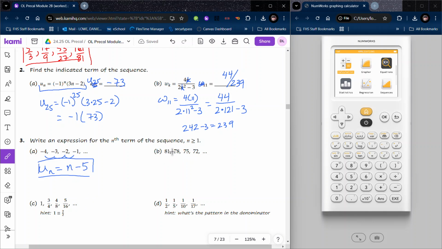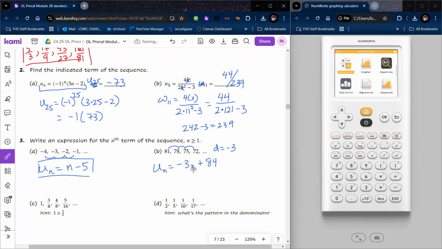If I look here to this next one to try and see if I can find my pattern, it looks to be that I'm subtracting 3 each time, so I have a common difference of 3. And so u sub n would be equal to negative 3n. And then I've got to figure out, well, how much would I add or subtract if I'm going to start at n equals 1? And I would say plus 84.